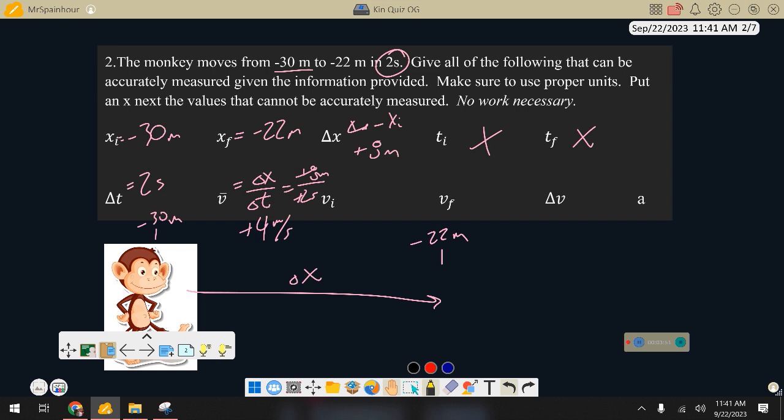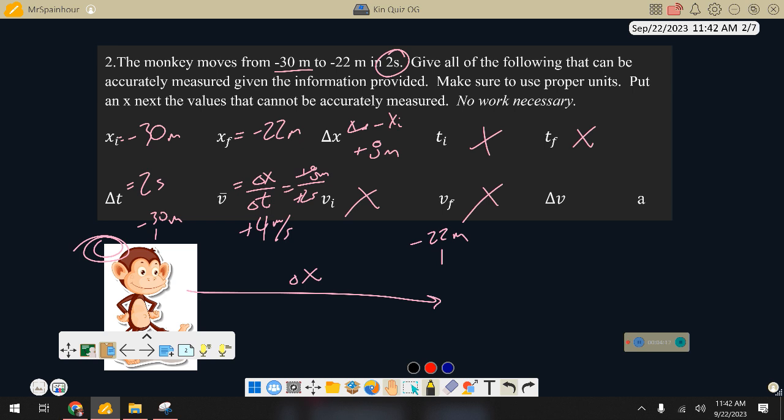But do we technically know how fast the monkey was moving here at the beginning? No, we don't. It could have been stopped. It could have already been moving. It could be slowing down. The problem does not tell us. We do not make any sort of assumption on the fact that it started from rest or didn't. By the same measure, we don't know what the final is.